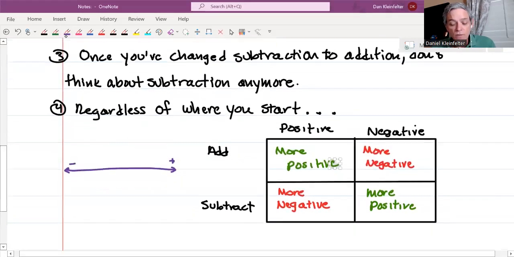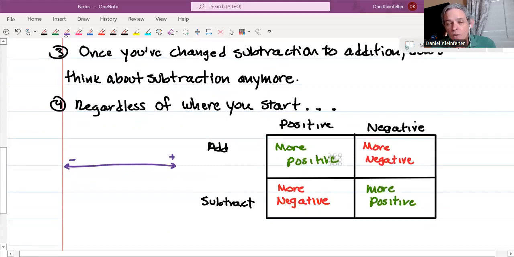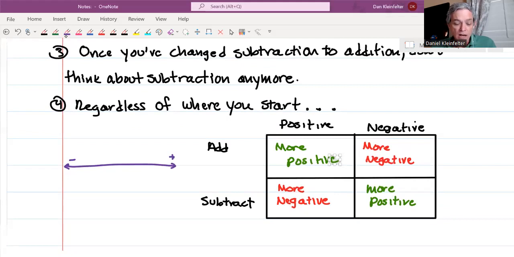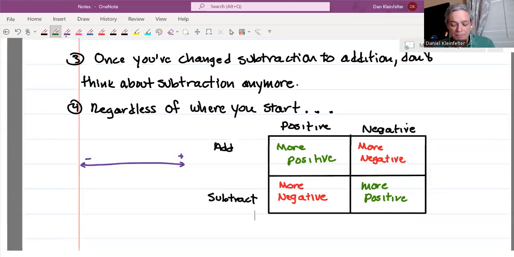Regardless of where you start, that is, it doesn't matter whether the first number is positive or negative or anything like that, here's what happens. If you add a positive number, you get an answer that is more positive. And then if you subtract a negative, you get an answer that is more positive. Adding a negative gives you a number that is more negative. If you subtract a positive, that gives you an answer that is more negative. Okay?